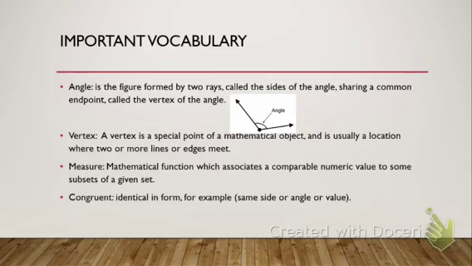Important vocabulary. Angle: a figure formed by two rays, called the sides of the angle, sharing a common endpoint called the vertex of the angle. Vertex: a special point of a mathematical object, usually a location where two or more lines or edges meet. Measure: a mathematical function which associates a comparable numeric value to some subset of a given set. In this situation, the measure will be in degrees. Congruent: identical in form, for example, same side, same angle, or same value.